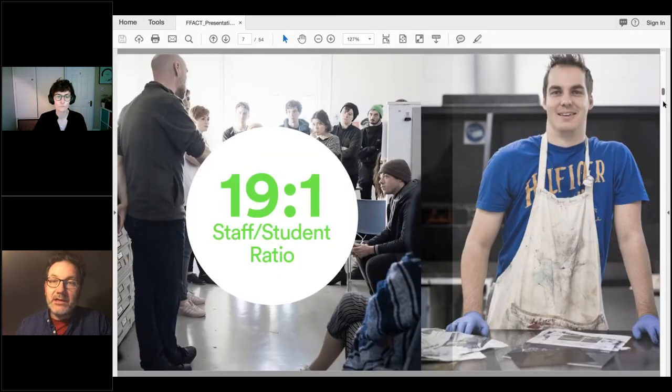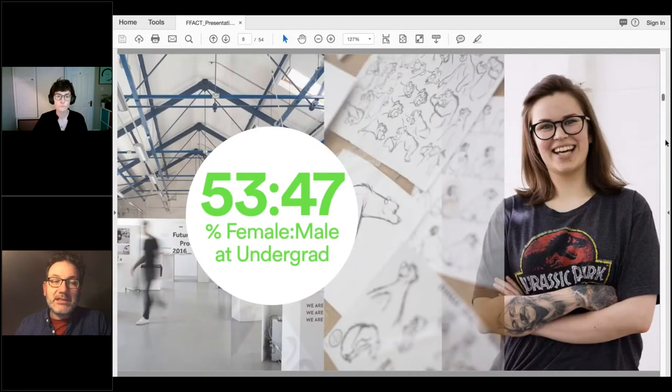And you get a sense from the images, I hope, of the kind of atmosphere and environment that you'll find at IADT. It's a real pity you can't come and visit. We miss seeing people and being around people ourselves. But as you can see, it's very much that art schooly kind of vibe that we all love so much.